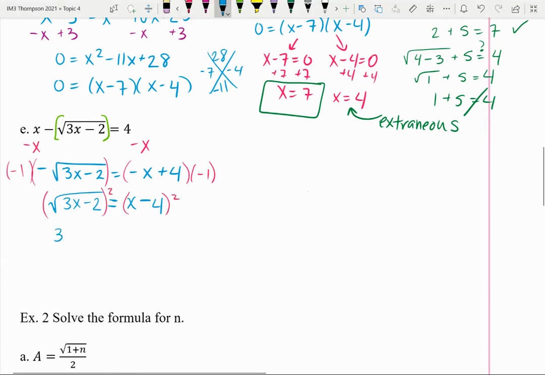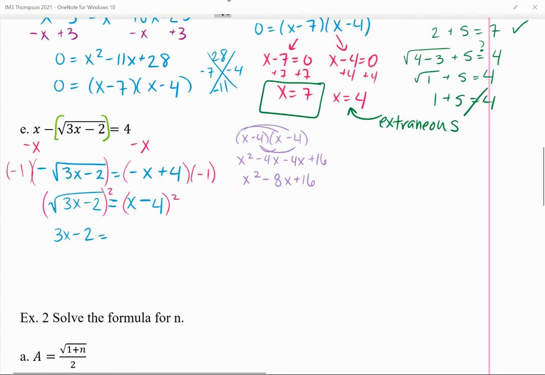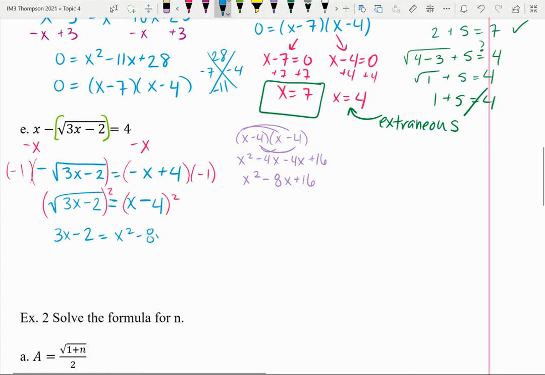When I square the left side, I'm just left with 3x minus 2. When I square the right side, I've got x minus 4 times x minus 4. So I'm going to take a little bit of room and multiply that all out. When I multiply out x minus 4 quantity squared, I get x squared minus 8x plus 16.